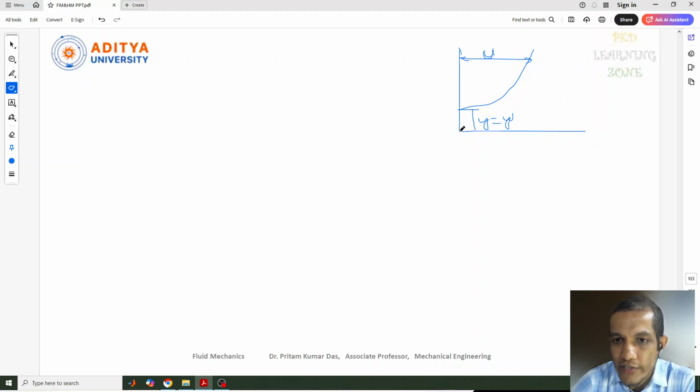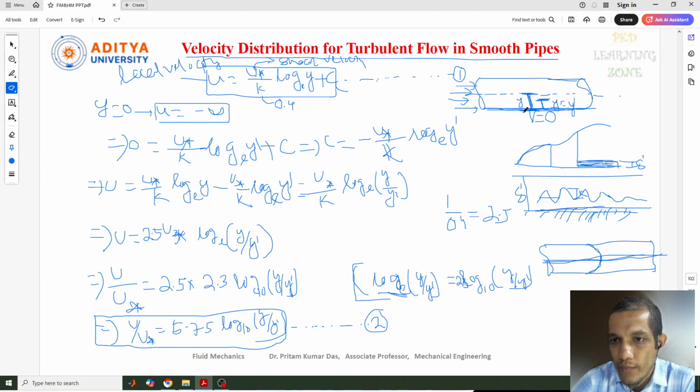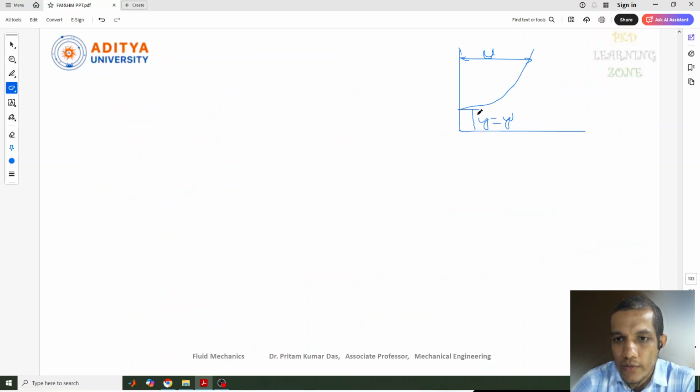this is the distance y equal to y dash. Now it does not start from the origin, it starts from this point. This is y equal to y dash, and I can write the total height as y. For this point, it starts at a distance of y equal to y dash. Because if you start from here, we get y equal to 0, and we got u equal to minus infinity, correct. That's why we have taken it here.